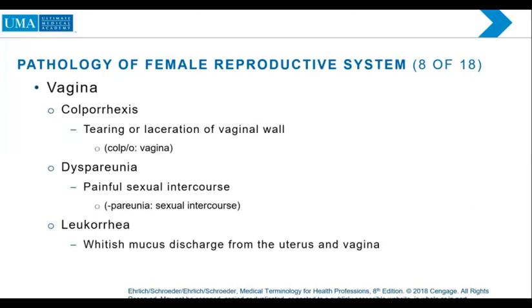Conditions associated with the vagina. Colporrhexis is tearing or laceration of the vaginal wall. Colp means vagina. Dyspareunia is painful sexual intercourse. Pareunia equals sexual intercourse. Leukorrhea is whitish mucus discharge from the uterus and vagina.